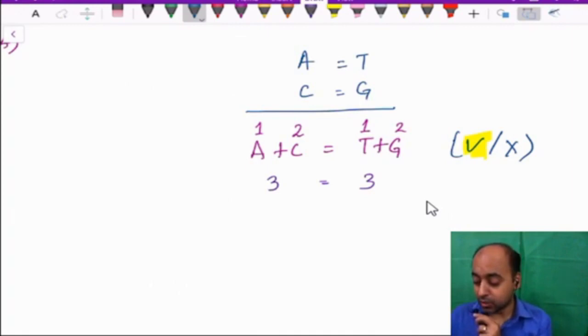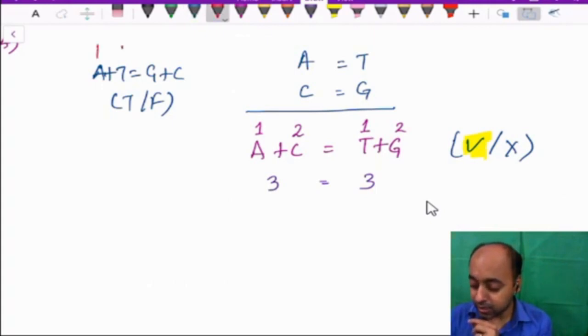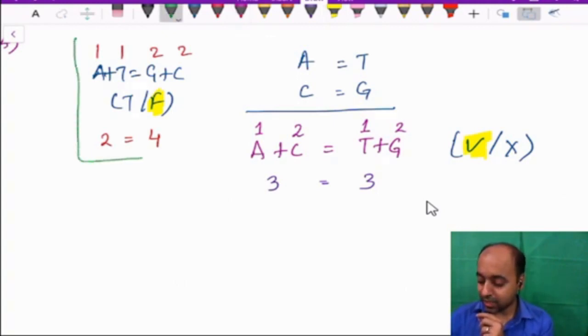For example, a question can be like this: A plus T is equal to G plus C. True, false? So what do you do? We quickly put in the values. A is 1, T is 1, G is 2, C is 2, and the equation is trying to tell us that 2 is equal to 4. No, this is not possible, and we directly say that is false. So this is how you are going to approach the questions on the Chargaff rule.